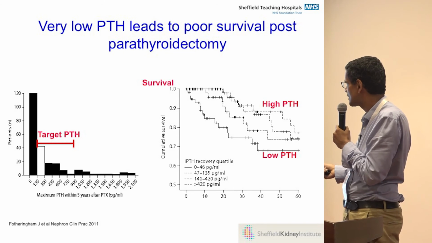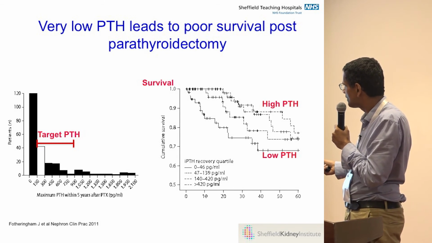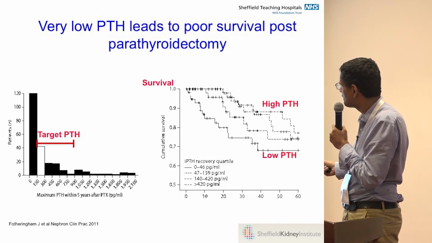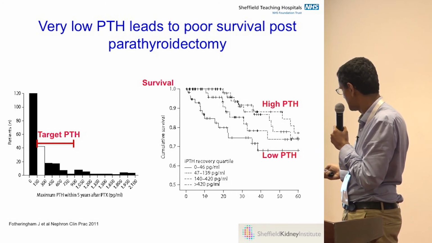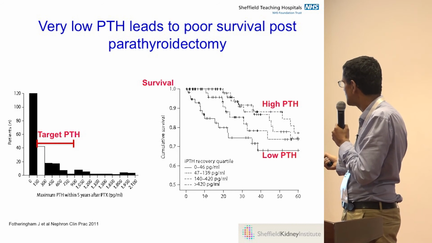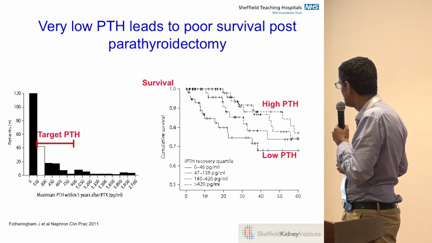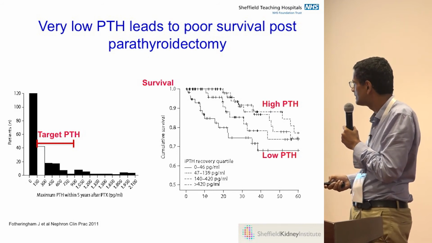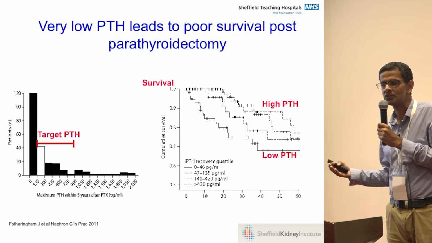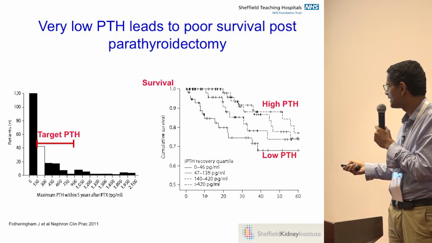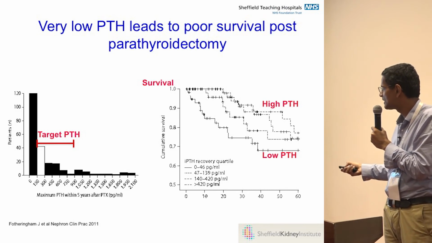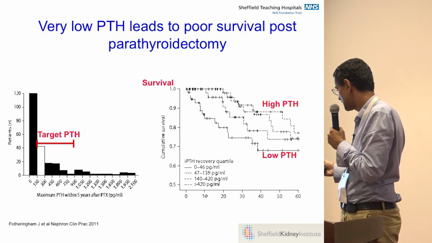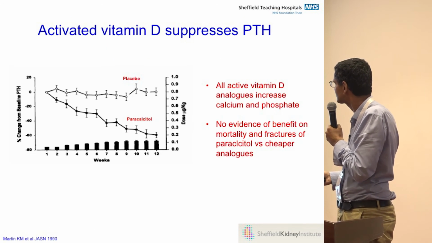So this is our data in Sheffield, where most of our patients who had parathyroidectomies, this was about 10 years ago, had very, very low PTHs. And the problem is, if you have a very low PTH after a parathyroidectomy, that's associated with a much worse survival, okay? So unless you've got a really good surgeon who's very good at delivering this kind of target PTH level, parathyroidectomy is a really kind of difficult procedure to put your patient through.